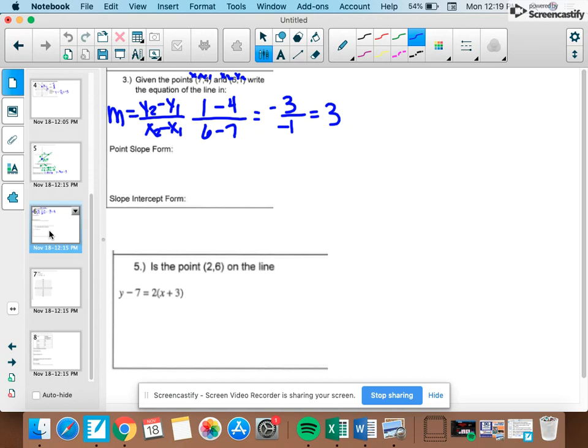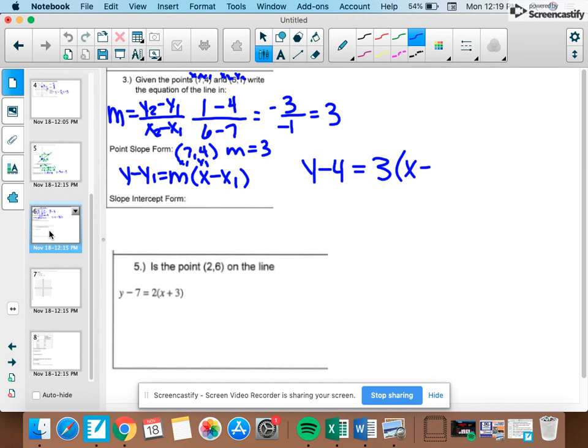So now I just have to pick a point. It doesn't matter which one. I'm going to pick 7, 4, and then I'm using the slope of 3. So remember, point-slope form is y minus y1 equals m times x minus x1. This is x1 and y1, so we're going to plug in. y minus y1 is 4, m is 3, x minus x1 is 7. So that is point-slope form.